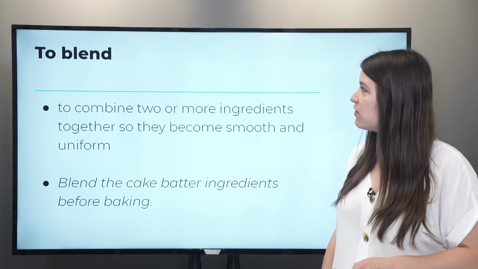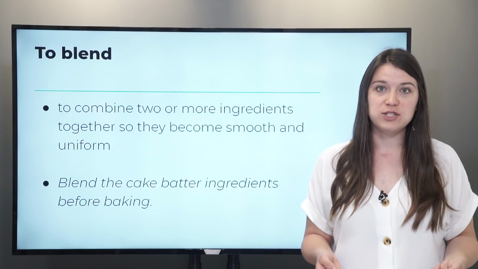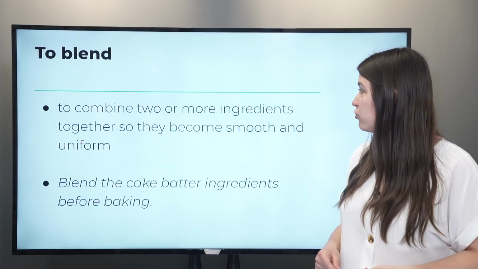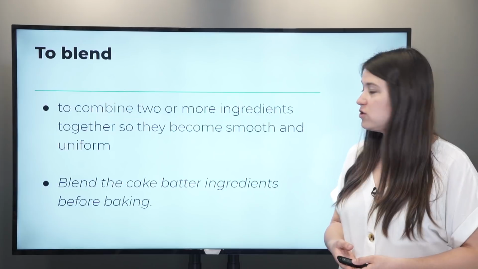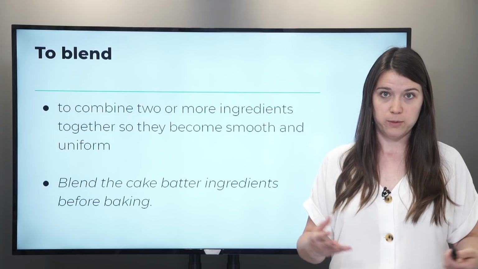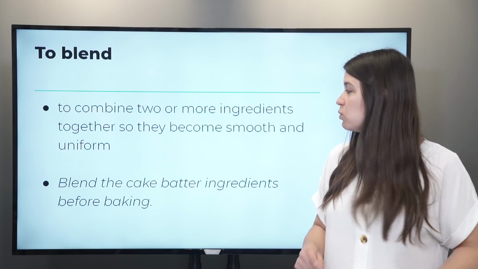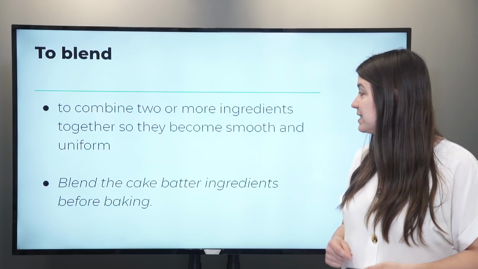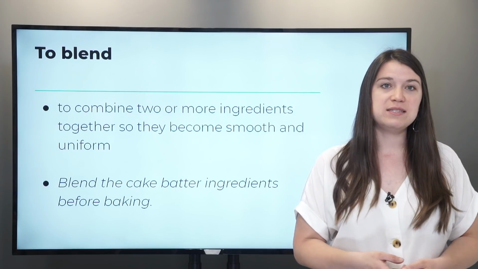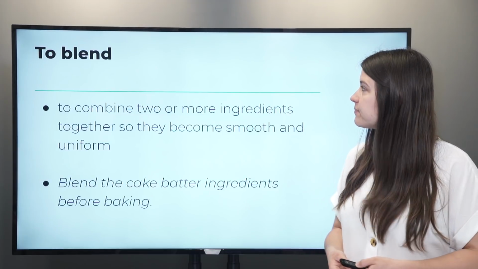Okay, another baking verb, to blend. To blend is to combine ingredients, two or more, together so that they become smooth and uniform, so that everything kind of becomes one. For example, blend the cake batter ingredients before baking.